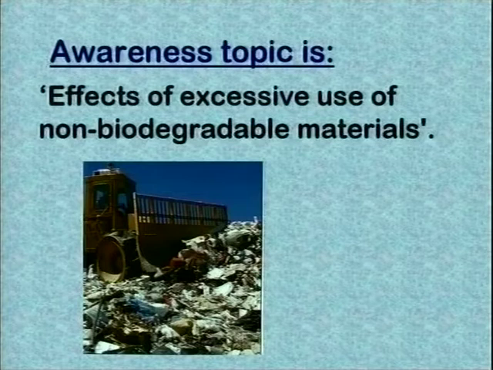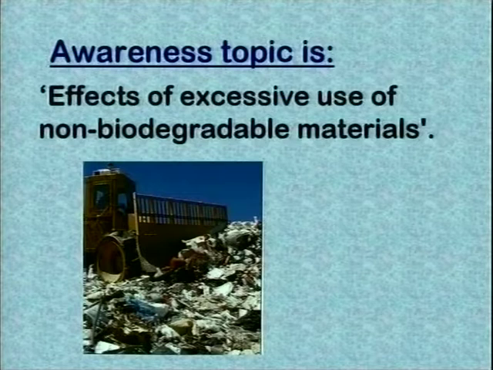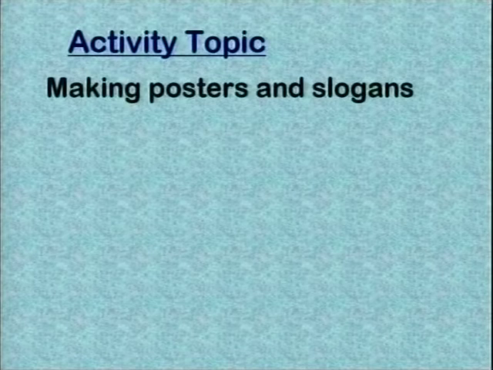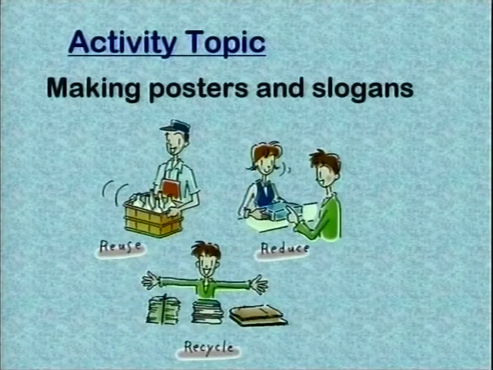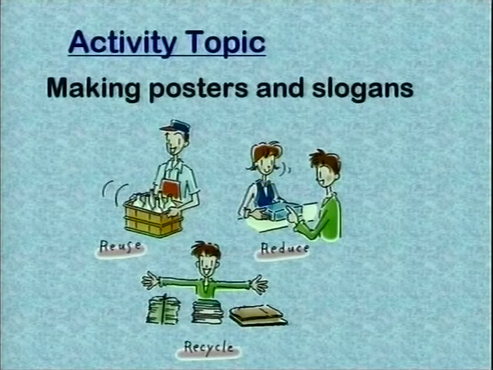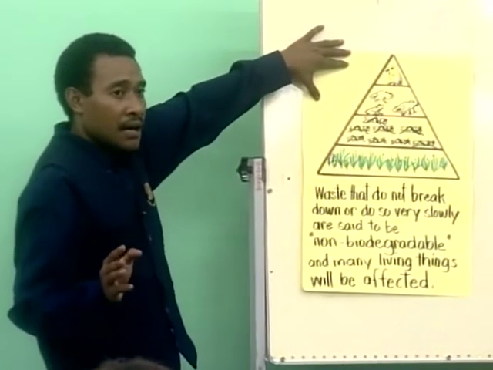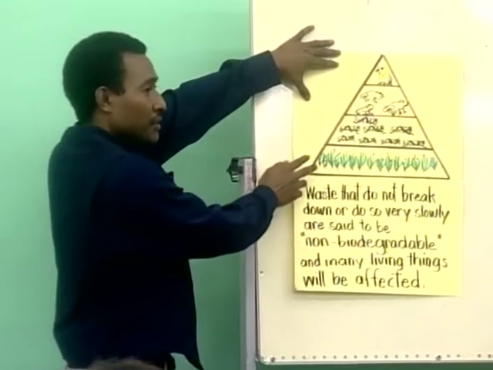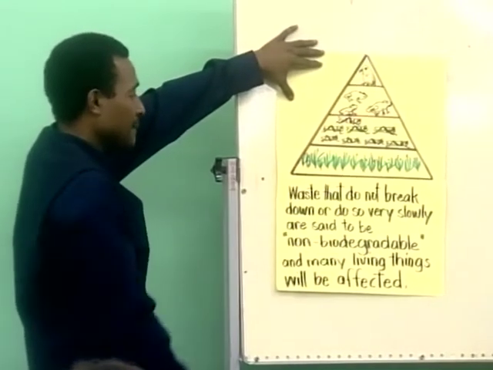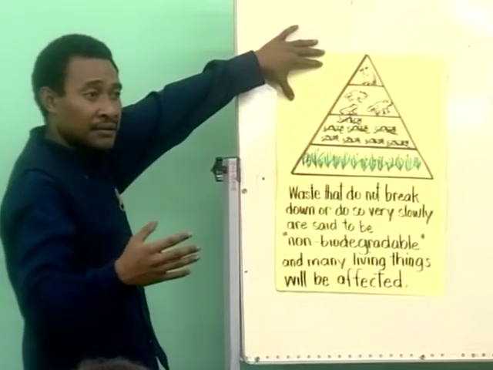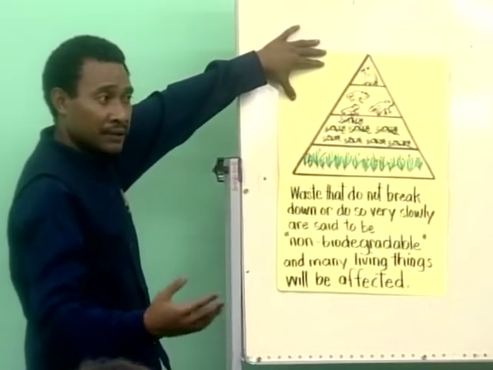The awareness topic is the effects of excessive use of non-biodegradable materials. The activity topic for today is making posters and slogans. Now, as an example, you can simply make a poster just like this. It will have a picture being drawn, and you will have some information for the picture, which you can bring across to the people you are talking to.